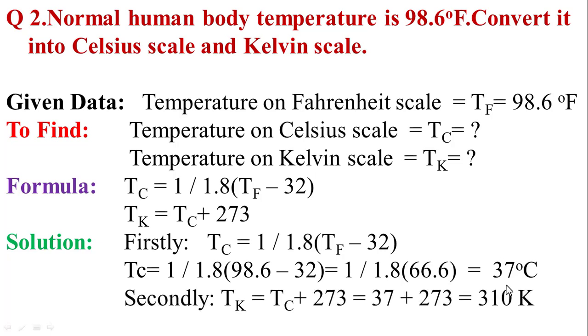Now secondly, we find temperature in Kelvin scale, which is temperature in Celsius scale plus 273. 273 plus 37 is equal to 310. So the temperature in Kelvin scale is 310 Kelvin.